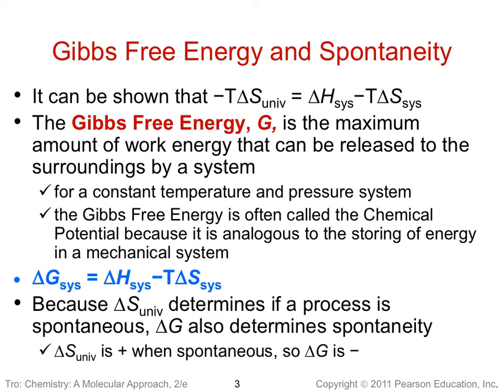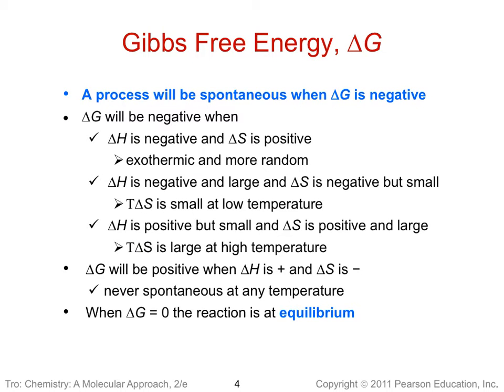So if the delta S of the universe determines whether a process is spontaneous, then in turn delta G also determines spontaneity. A negative delta G, because if you look at this term up here, it's a negative, is a spontaneous system. So delta G is negative, and it's a spontaneous system when it's negative.